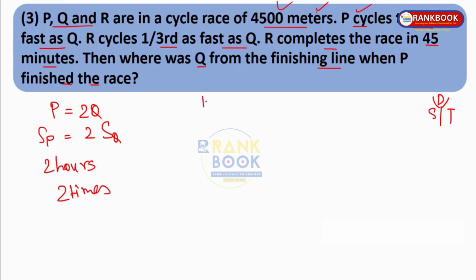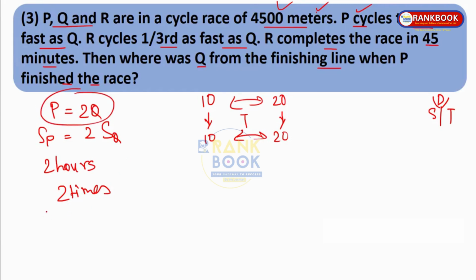It's common sense. If a cyclist is going at the speed of 10 kilometers per hour and another cyclist is going at 20 kilometers per hour, in 1 hour the first one will cover 10 kilometers and the second one would cover 20 kilometers. That is double the distance. Speed is double, so distance covered is doubled because time is the same. So this is pretty common sense. So the distance covered by P is twice the distance covered by Q.